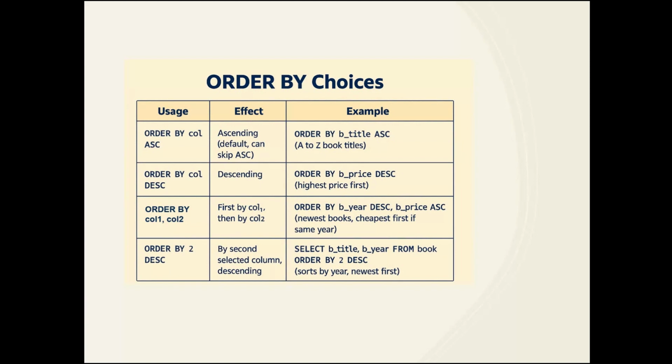Order by two columns. For example, add two constraints to the output: descendant and ascendant on two or more columns. So, how can I do this? For example, order by book year descendant, and price ascendant. So we will start with the newest books first, because the year is a number, and because it's descendant, we will start with the highest first.